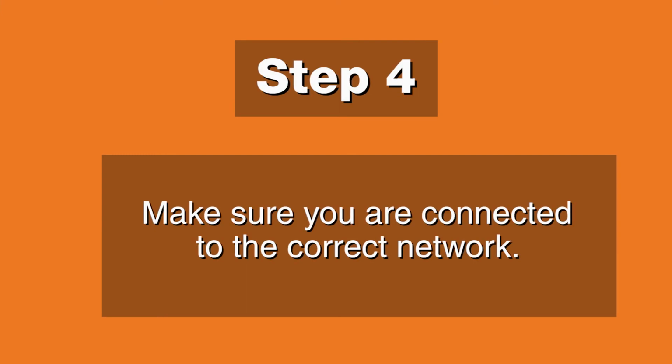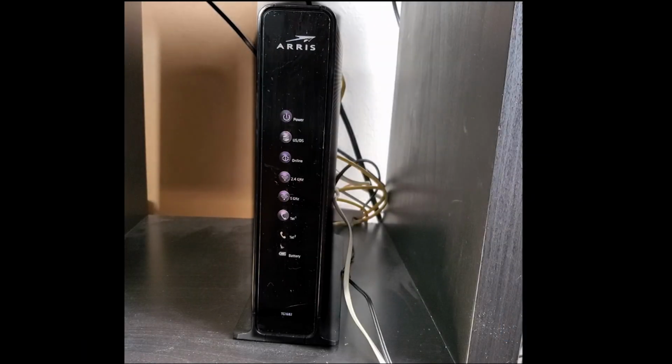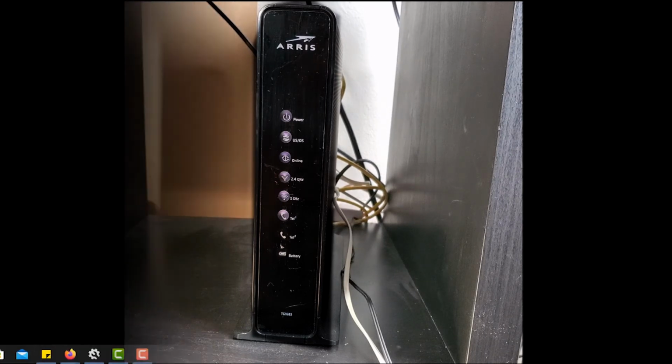Step 4. Make sure you are connected to the correct network. If you don't see your network name, then check to see if the router is on. You will know if it's on if you see lights. If you are still having an issue with the internet, then the next step is to call your internet service provider for additional troubleshooting help.